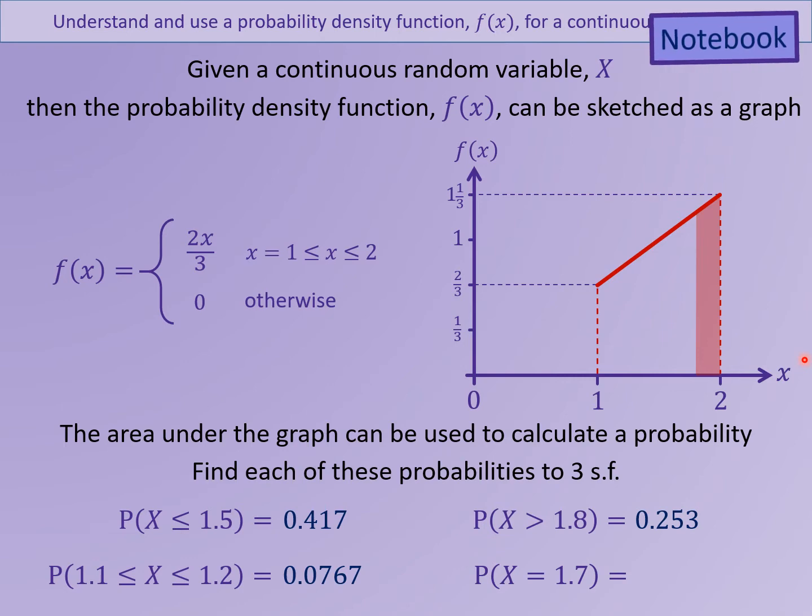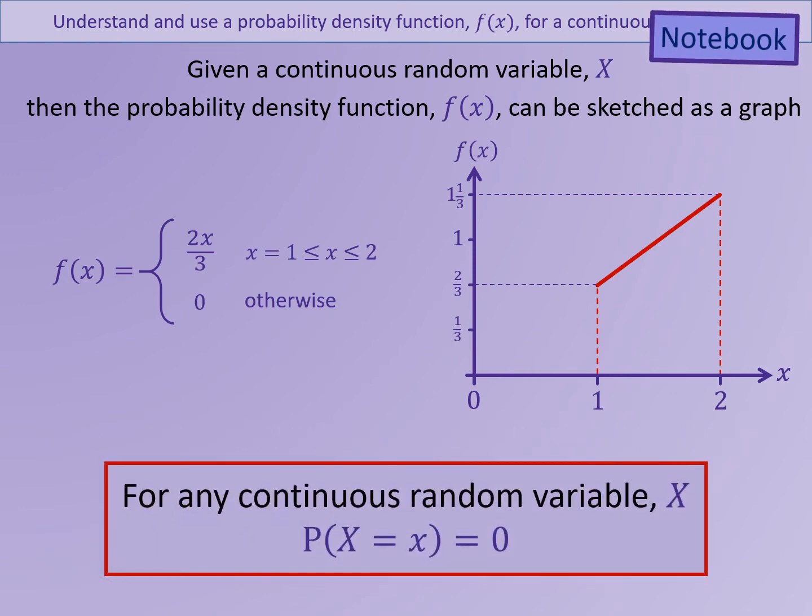And then finally, the probability that x is equal to 1.7, this is 0. The reason for this is because we are just finding the area of the line at x equals 1.7. Because lines have got an infinitely thin area, the area will be 0. So for any continuous random variable x, the probability that x is equal to a specific value is always 0, because this is just the area of a straight line.